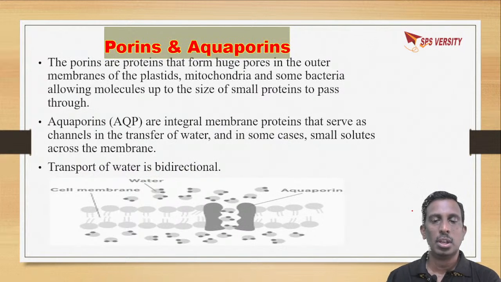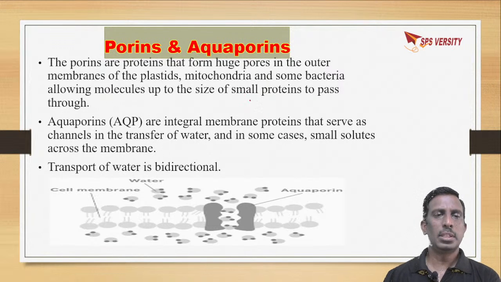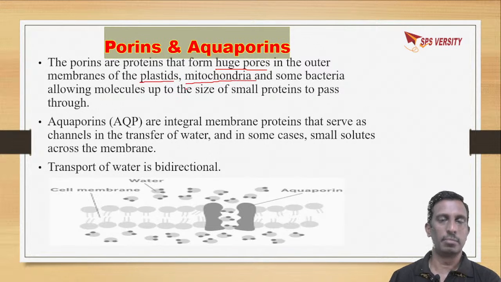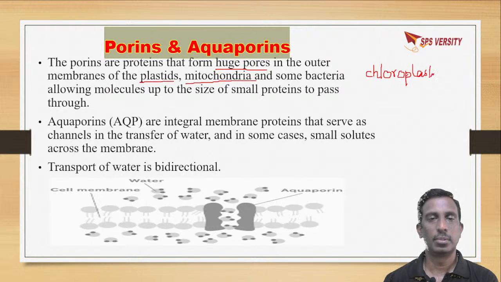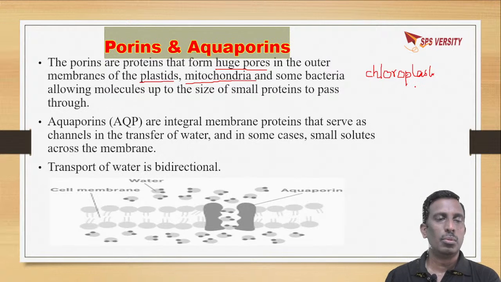And in facilitated diffusion, there are porins and aquaporins. So where are porins present? Porins are proteins which are huge pores present on the outer membrane of plastids, mitochondria and bacteria. So plastids, for example, we can take chloroplast. Okay, to allow some specific size of proteins.